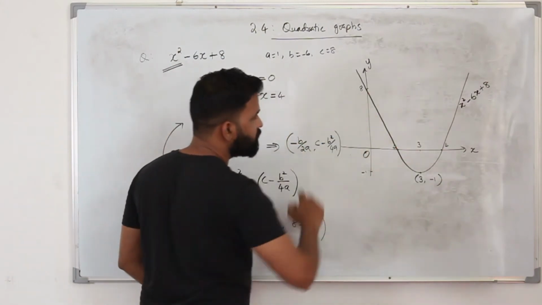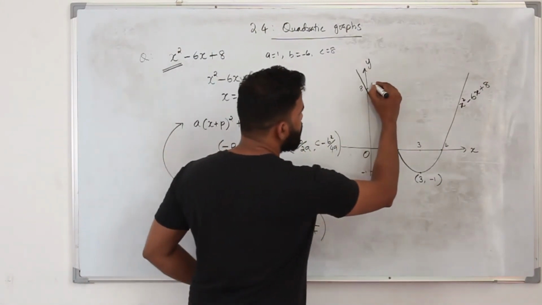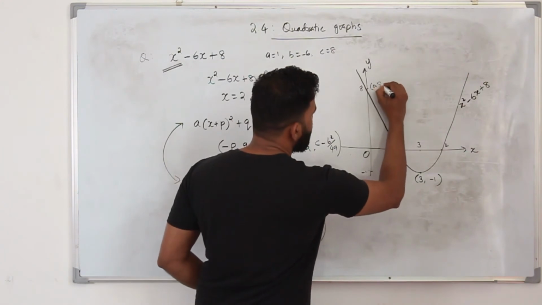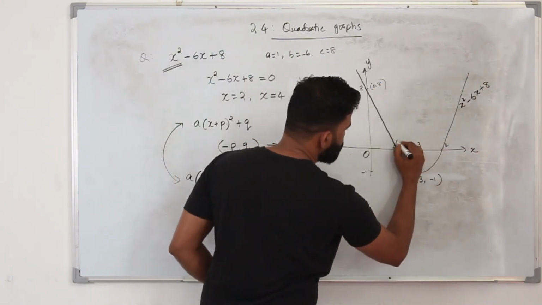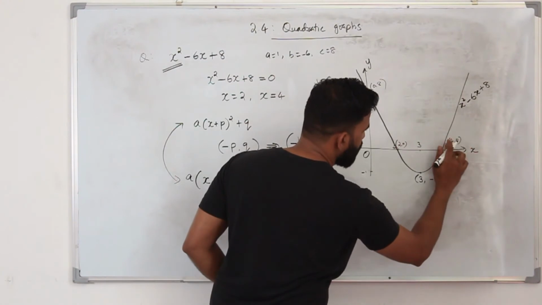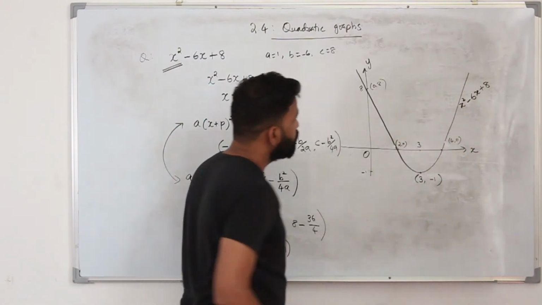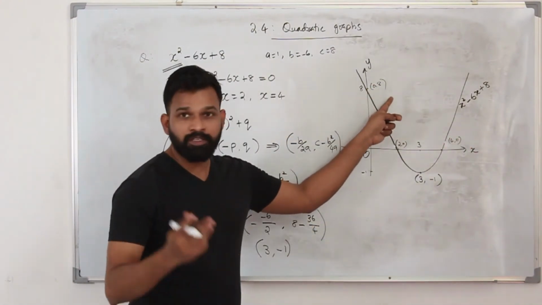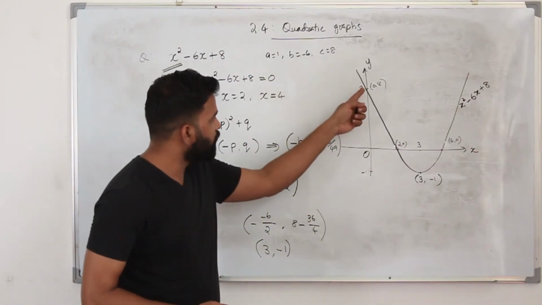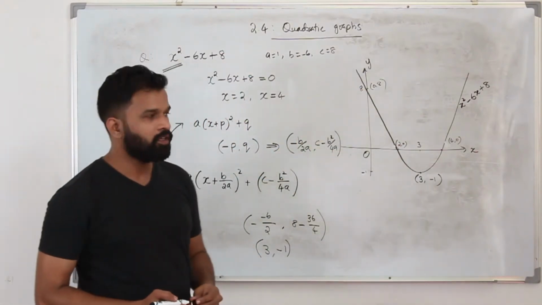And plot the points. You can write it as 0, 8, 2, 0, 4, 0 also. Up to you how you want to write, but don't swap the numbers. Don't put 8, 0. That's wrong, because here the x coordinate is 0, and here the y coordinate is 0.